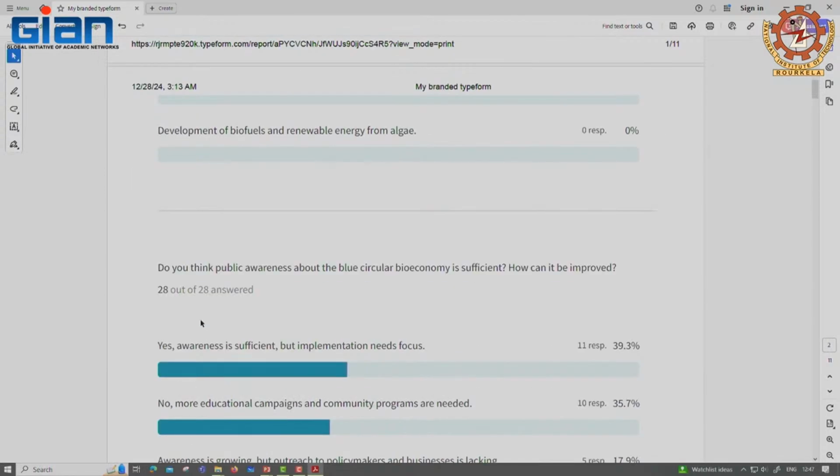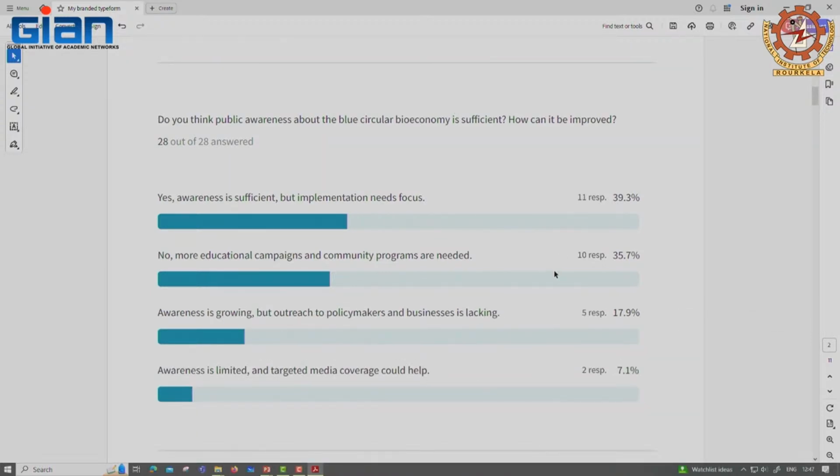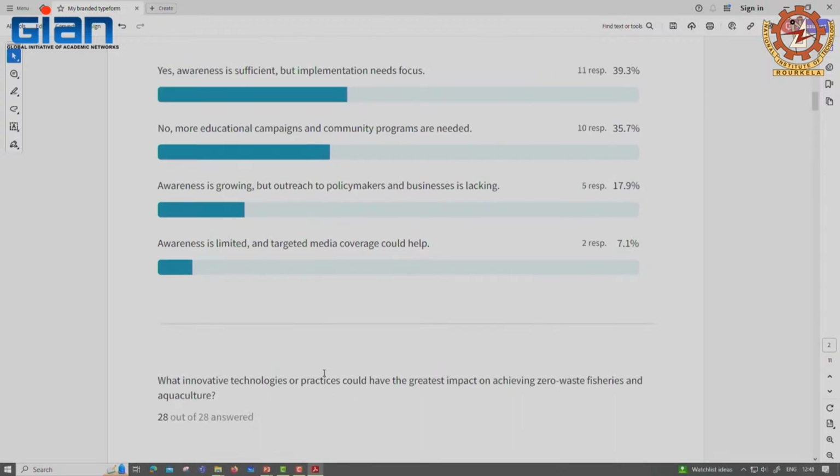And then, do you think public awareness about the blue circular bioeconomy is sufficient? How can it be improved? So, mixed answers. That is expected. We all come from different domains. Awareness is sufficient; I would like to know who those are. More educational campaigns, same. Awareness is growing, but outreach to policymakers and business is lacking. Awareness is limited, and targeted media coverage could help.